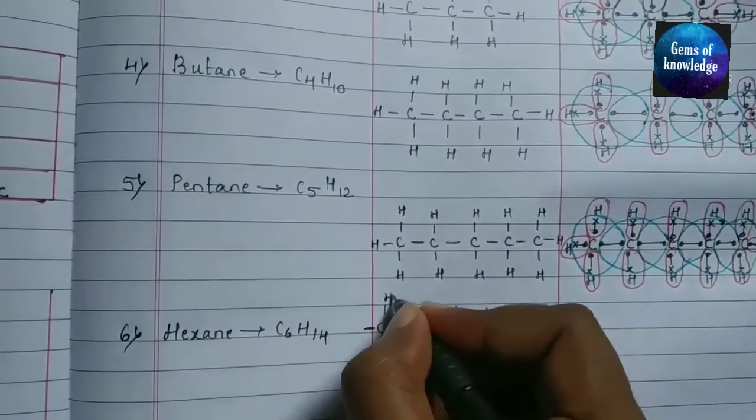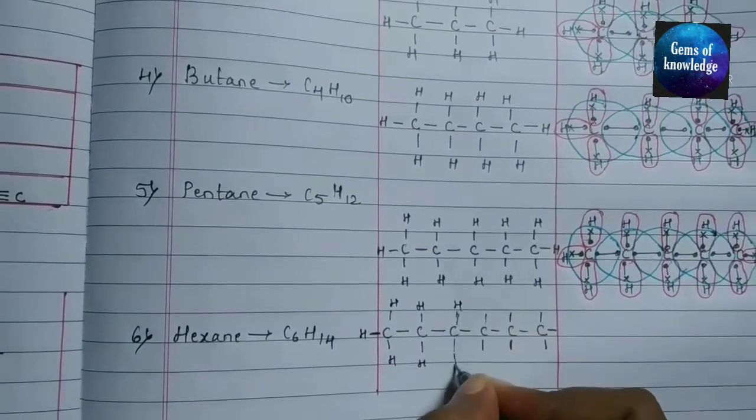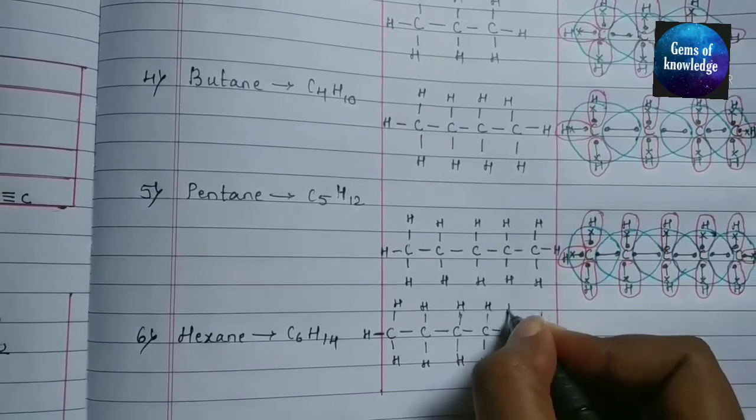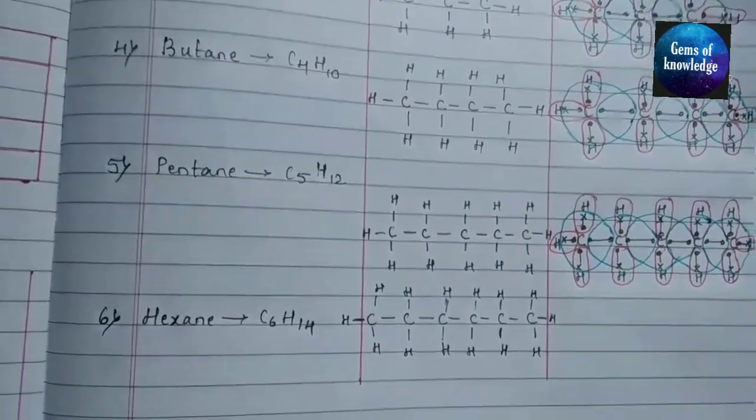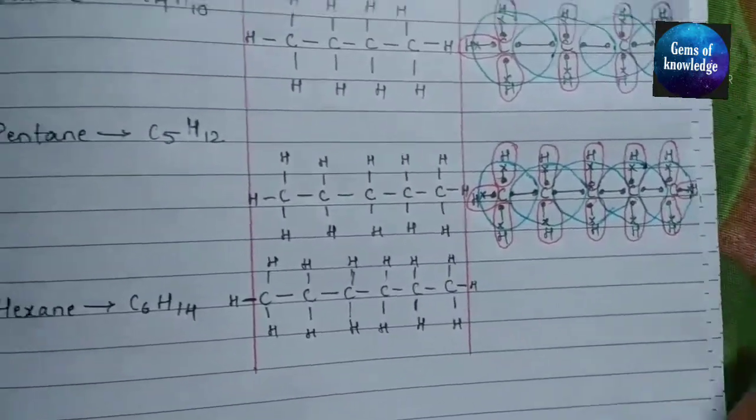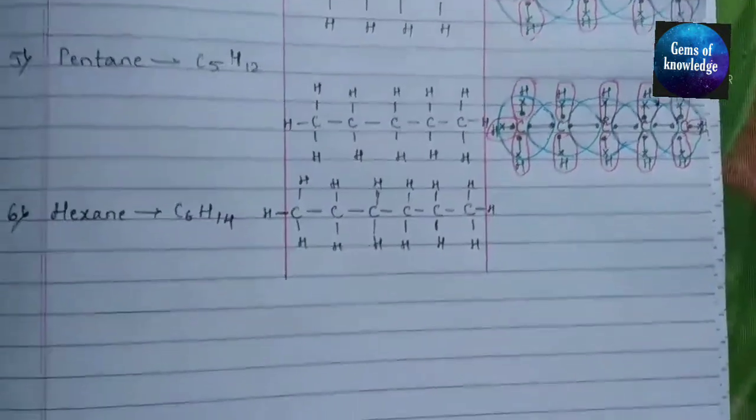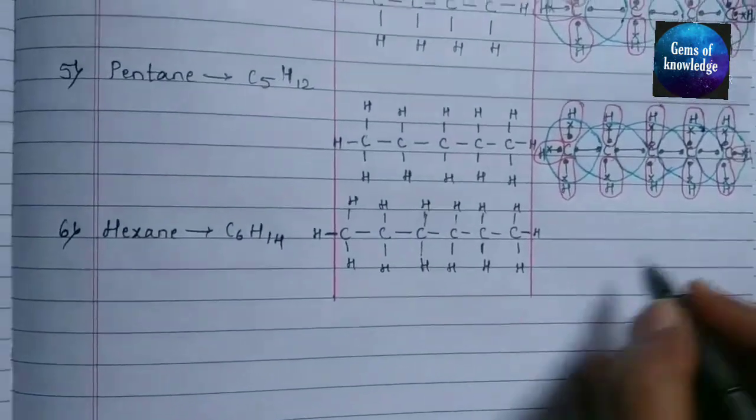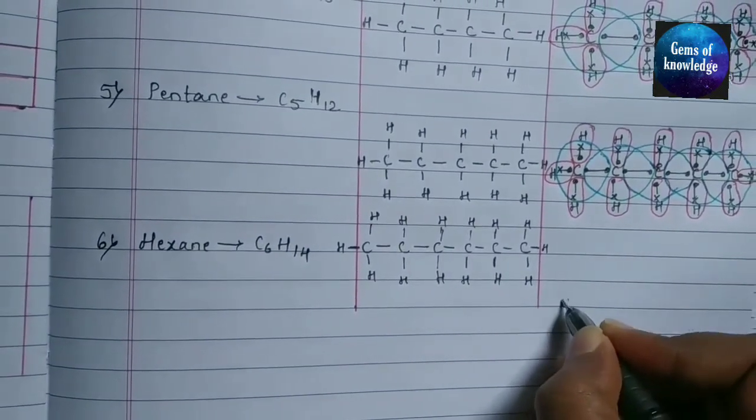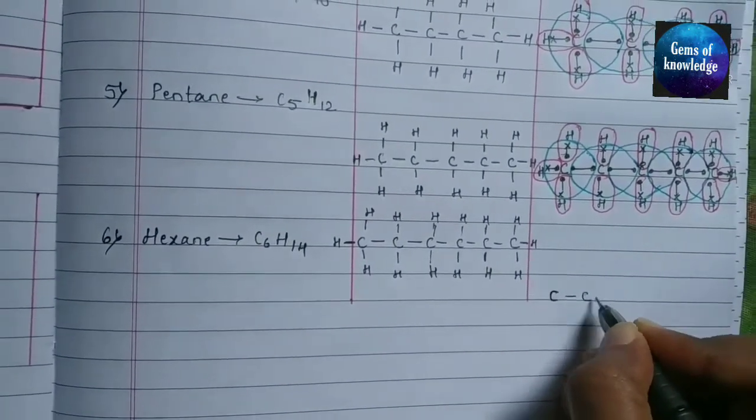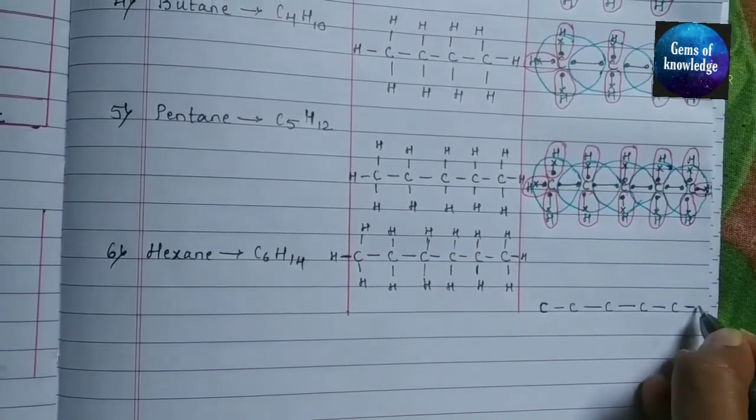So substitute the hydrogen atoms everywhere. Now this is the structural formula. Now the same thing we are going to copy to make it an electron dot structure. So we'll start from here. This is C, 1, 2, 3, 4, 5 and 6.